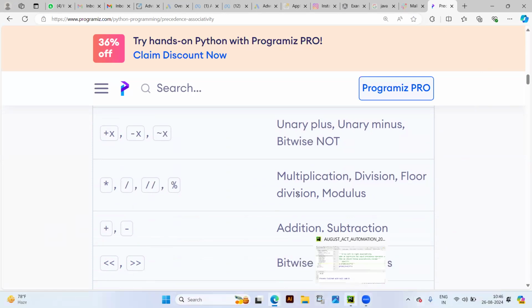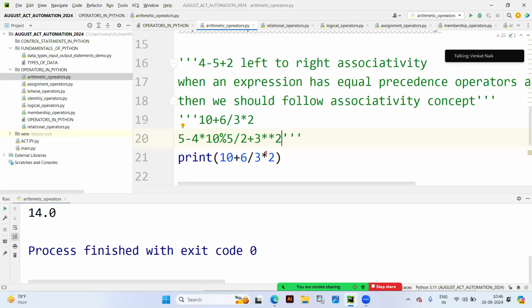Yes or no? Now how does it happen here? This portion will be evaluated first. Yes or no? Next this portion will be evaluated, because from left to right star, division and modulus have the same precedence. So this portion, then obviously this portion, then this portion, then this portion, then next this portion.